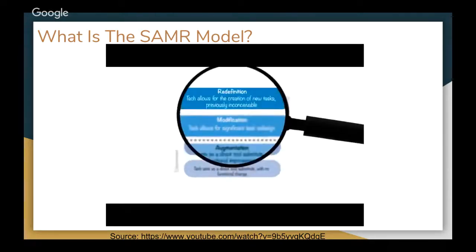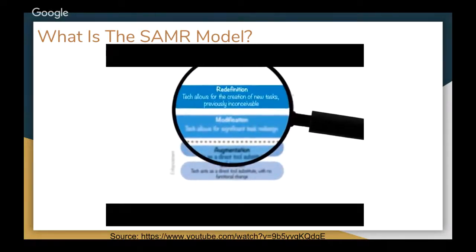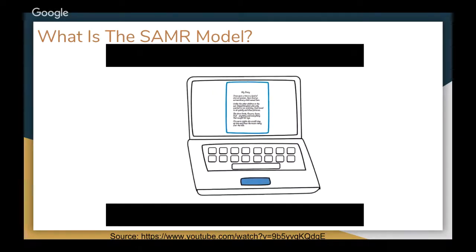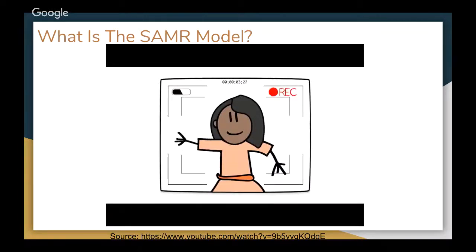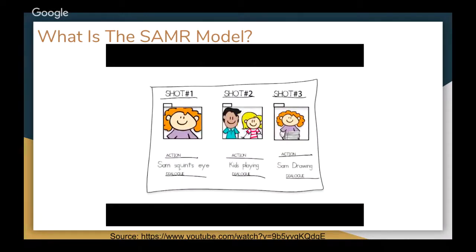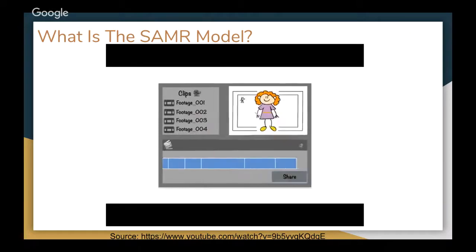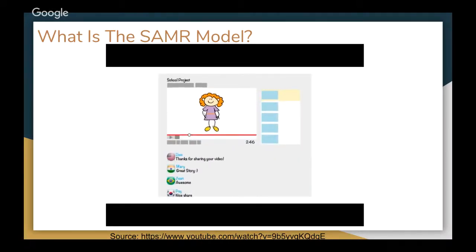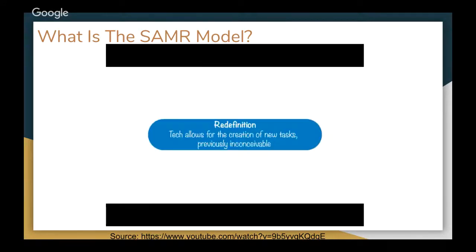At the top stage, redefinition, technology allows for the creation of entirely new tasks that were previously inconceivable. What if students transform their written stories into multimedia productions? After creating storyboards, students film scenes, edit clips, and add music. They can publish the videos and receive feedback from voices across the globe. In this case, technology redefines the story writing task to include media creation, critical thinking, collaboration, and communication.